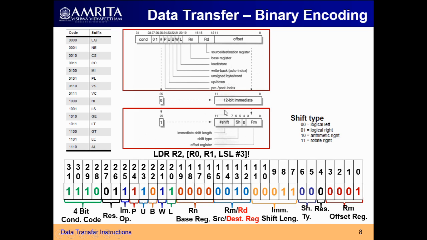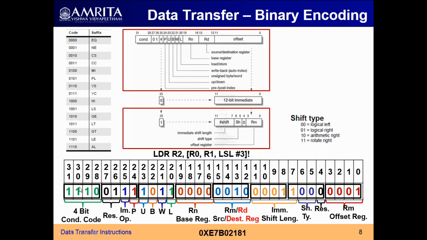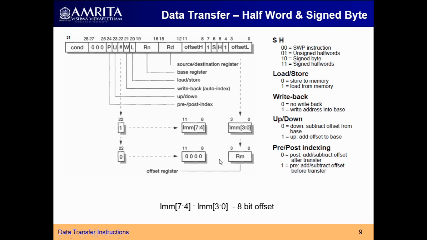Then the remaining bits will be the same as what you have seen in the previous section. Why? Because the only change in this example is that you have used a register offset. So if you are using a register offset, only bit number 0 to 11 will change, as what you have seen now. All the other bits will be the same as in the previous example. Now we will see the hexadecimal representation. It will be E7B02181. So this will be the binary encoded format of this instruction.